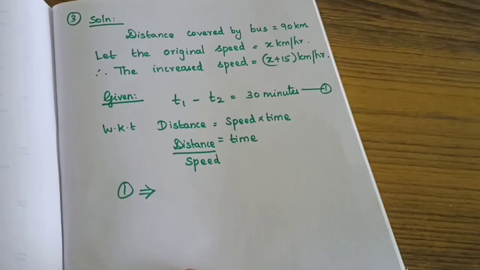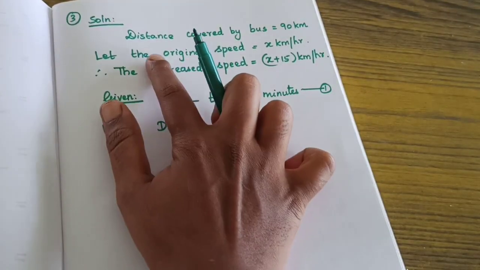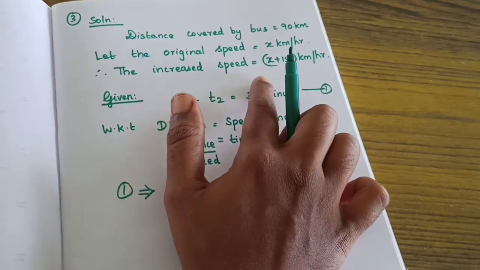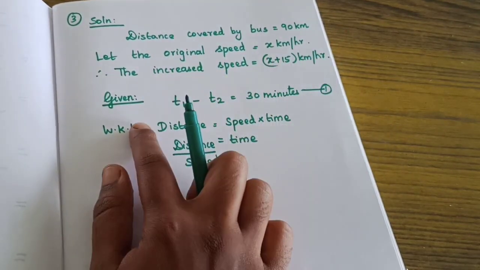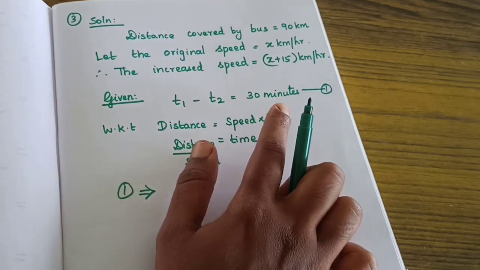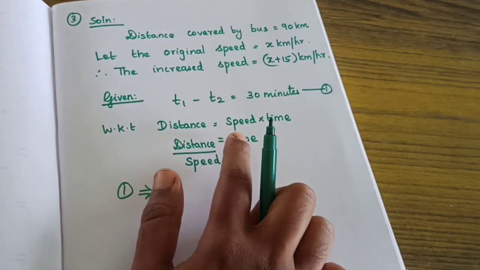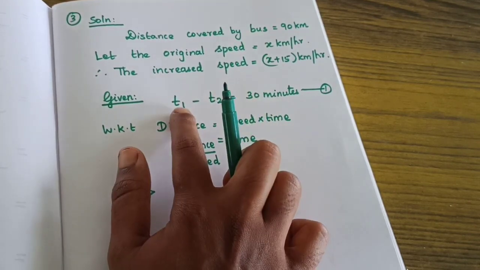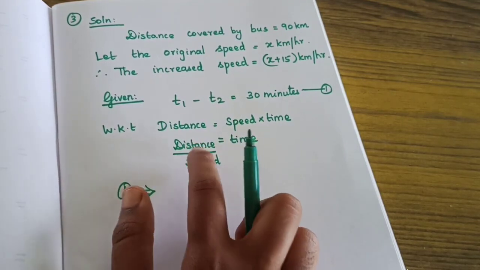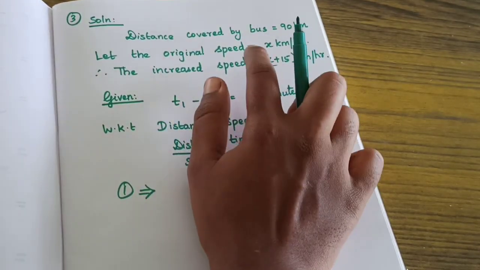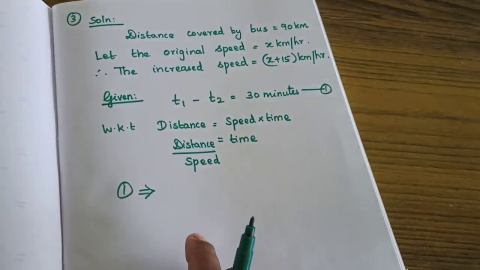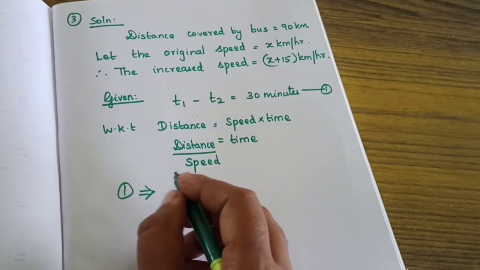Listen, dear students, the third question. Now I wrote the rough work. Distance covered by the bus is 90 km. Original speed is x km per hour. Increased speed is x plus 15. They have given that time 1 minus time 2 is equal to 30 minutes. The distance formula we already know: distance is speed into time, so time is equal to distance by speed. For this time we are applying this formula. Time 1 means the original speed and the normal distance. T2 means the increased speed and the normal distance.